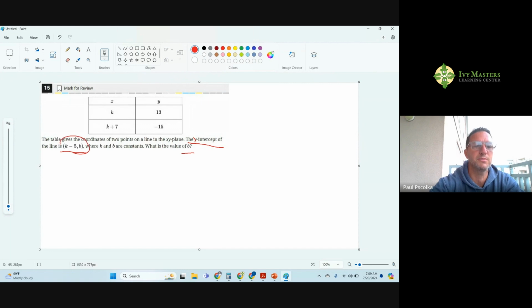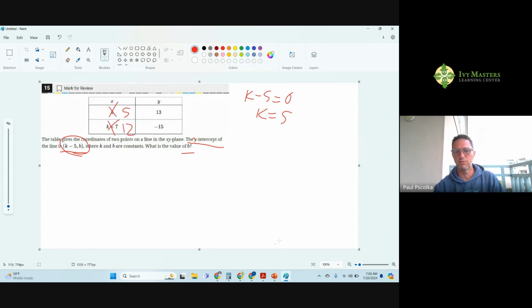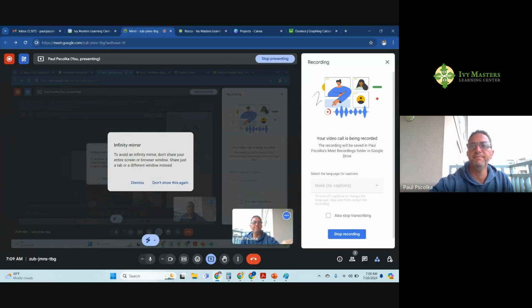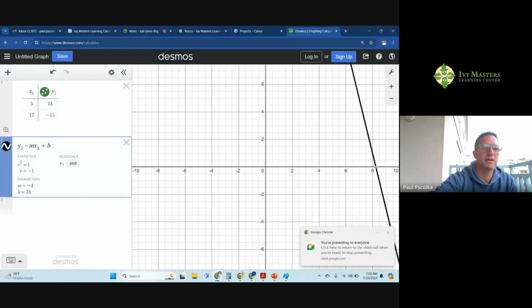You've got to know that the y-intercept is where x equals 0, so k minus 5 equals 0. So k, the y-intercept, equals 5. And from there, probably the easiest thing to do is to plug 5, 13, and then 12, negative 15 into Desmos. And when you do so, you get the following.